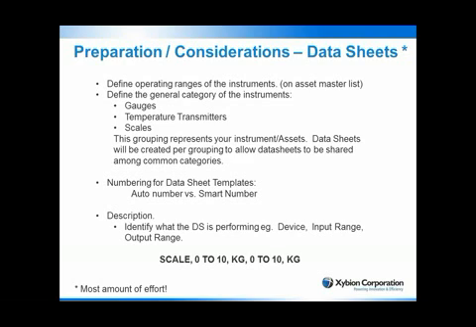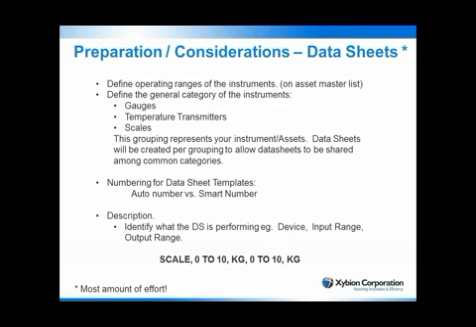So what do the data sheets do? Some of the things that you're going to have to start to think about when you're creating this list of data sheets is you're going to want to define what your instruments are, and for each of them what their operating ranges are. So as you build that asset list, the list of your instruments, you're going to want to start specifying what the operating ranges are for these individual instruments.